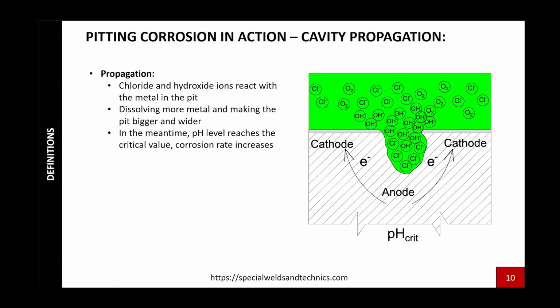So this is what I wanted to highlight in this sketch. We have a bigger hole, and we have more and more chloride and hydroxide ions in the pit, which means the pH value is lower. And when we reach the critical value, the rate of corrosion increases. And this is going to be a very serious problem, because if we have some highly loaded structural member, this can cause a catastrophic event. We can have a structural problem or rupture.